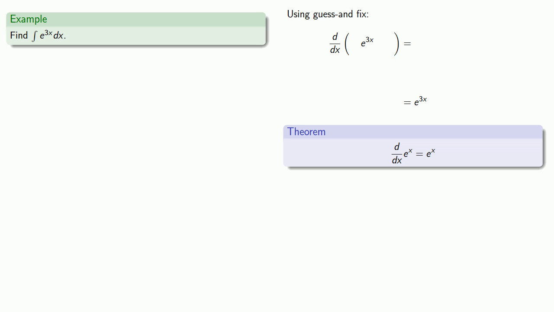If I differentiate e to the 3x, then I get e to the 3x times 3 because we have to use the chain rule. And it's not quite what we want, but that's okay, we can fix it by multiplying by 1/3. And again, any added constant won't change the derivative. So our antiderivative looks like it's going to be 1/3 e to the 3x plus c.